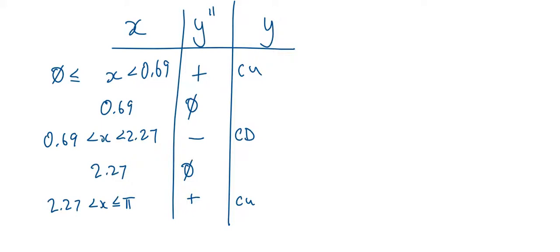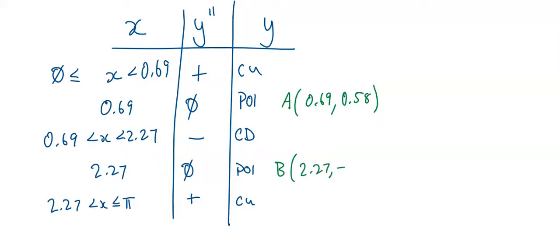So what's happening here? That's our POI. What's happening here? Another POI. I'll call this one A. It's 0.69, 0.58. Call this one B. It's 2.27, negative 0.47. And remember C, it was 1.32, so it's in this interval. And that, in concave down, would make it a local max.